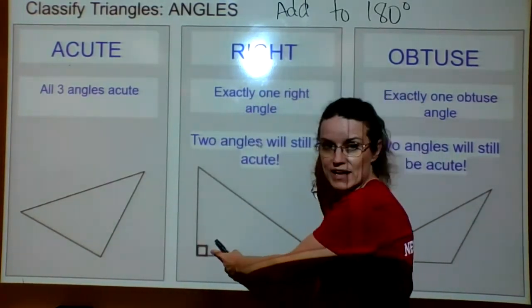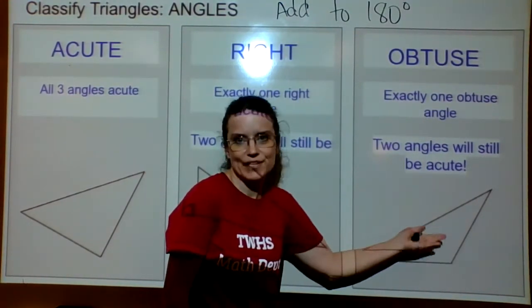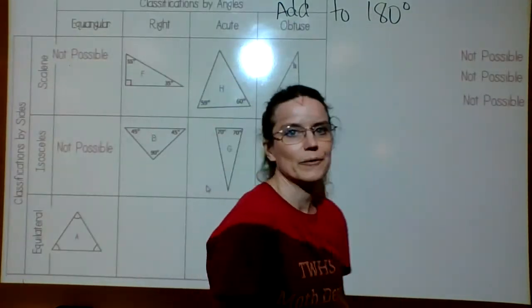The one that has the third angle being right is right. And the one that has the third angle being obtuse is obtuse. You're very impressed, I can tell.